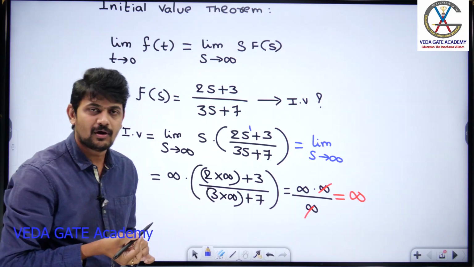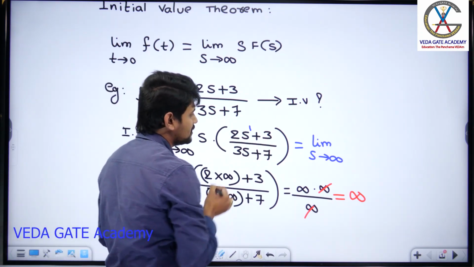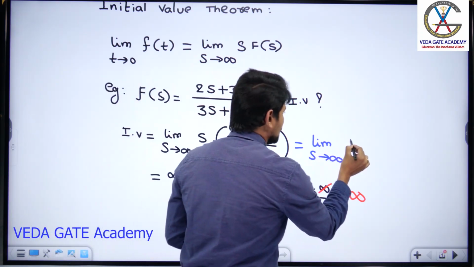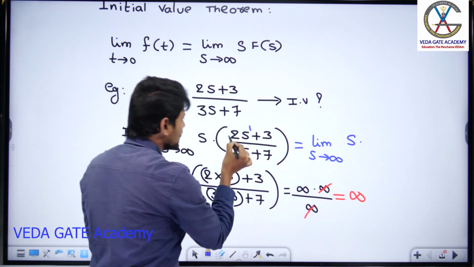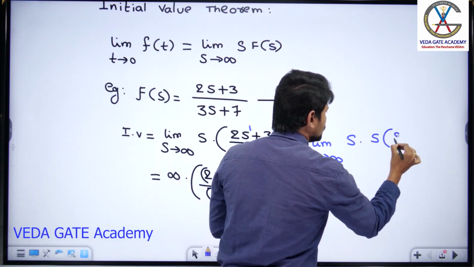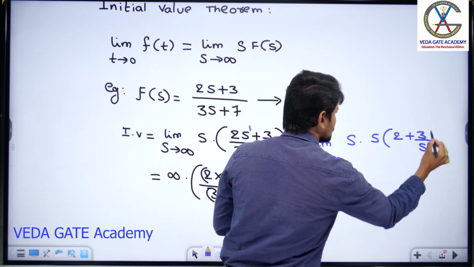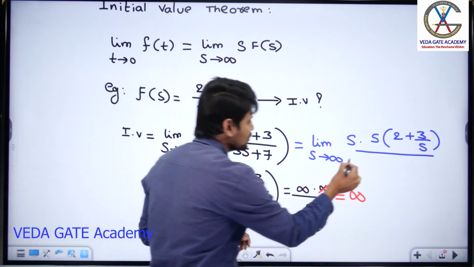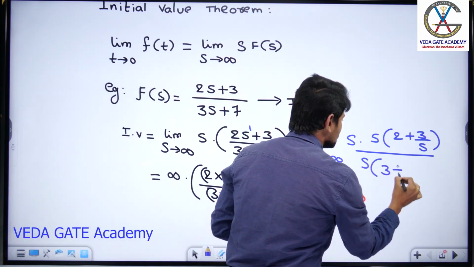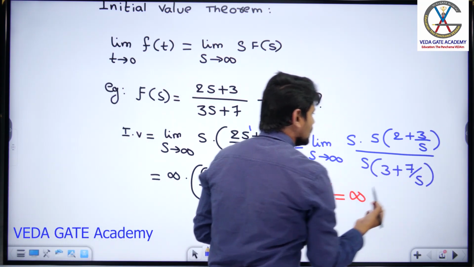What is the maximum power, the order of the polynomial in the numerator? S power 1. So already s is there. Be careful. Now if you take s power 1 as common, what are you going to get? 2 plus 3 by s, right? Similarly, if you take s as common from the denominator, how much are you going to get? 3 plus 7 by s. Am I correct? Right.